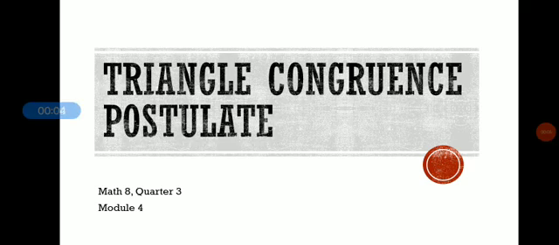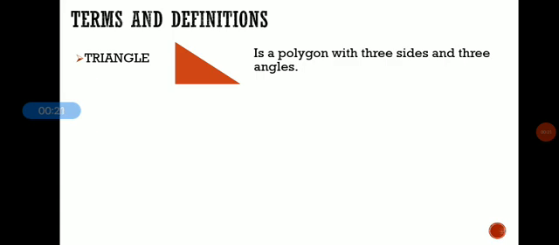This week topic is about triangle congruence postulate. Mathematics 8, Quarter 3, Module 4. So before we proceed with our topic, let us define some basic terms. Triangle. So triangle is a polygon with 3 sides and 3 angles.